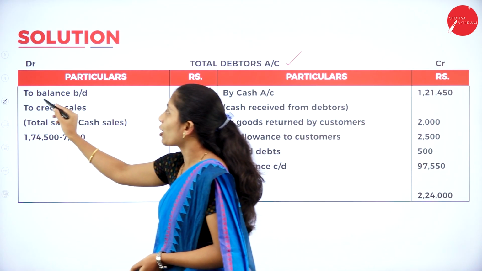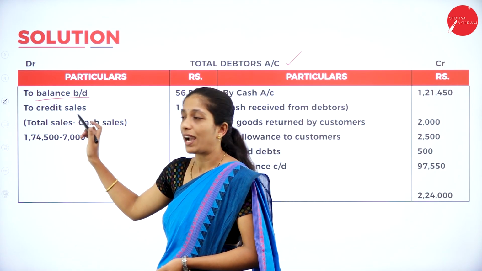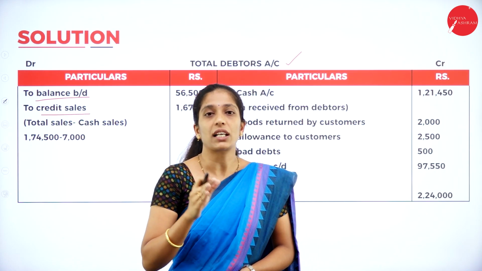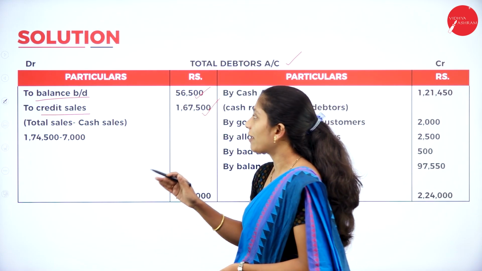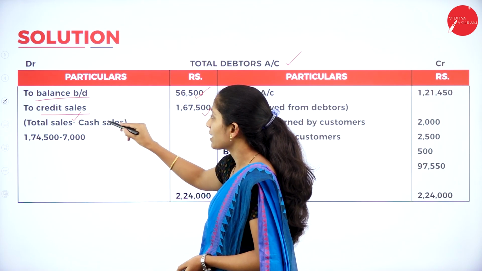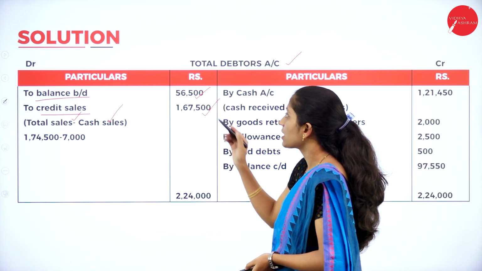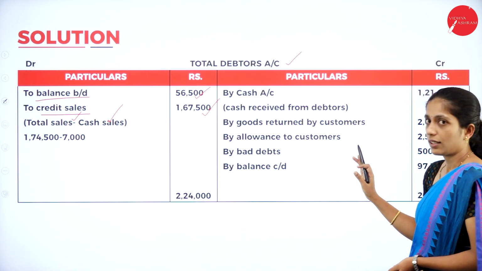So to balance brought down is nothing but the opening balance of debtors. Next on the debit side we have to write credit sales. Sometimes they will directly give the credit sales in the problem. But in this problem what have they given? They have given total sales as well as cash sales. So the difference will be what? That is credit sales, 1,67,500. Now come to the credit side.